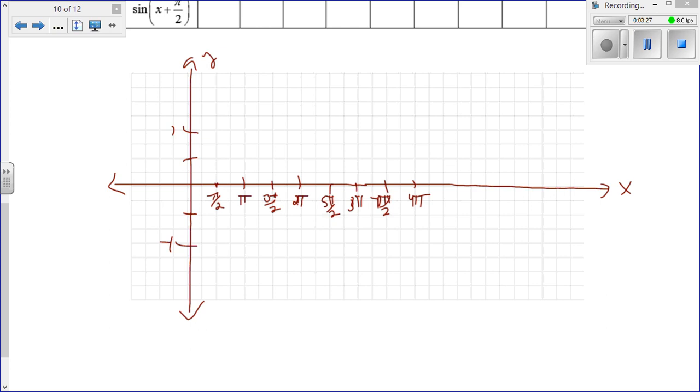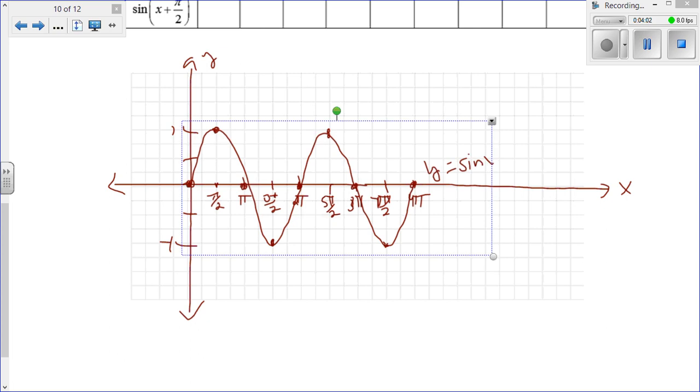And now I'm going to graph my sine curve. So I have 0, 0, pi over 2, 1, pi 0, 3 pi over 2, negative 1, 2 pi 0. Repeat my pattern: 1, 0, negative 1, 0. Connect my points. And this is y equals sine x.